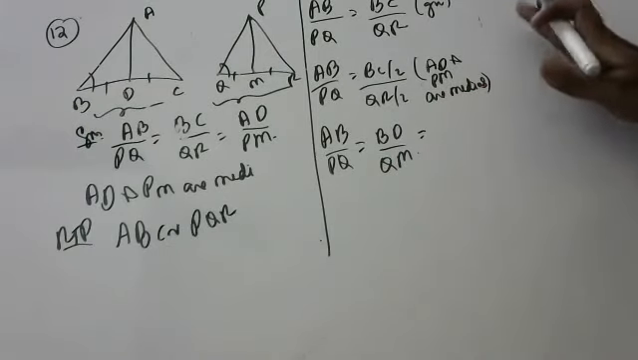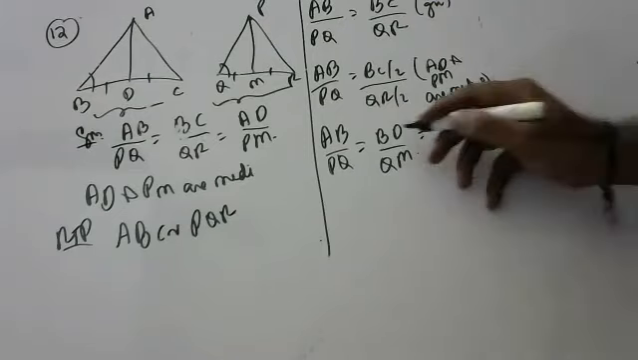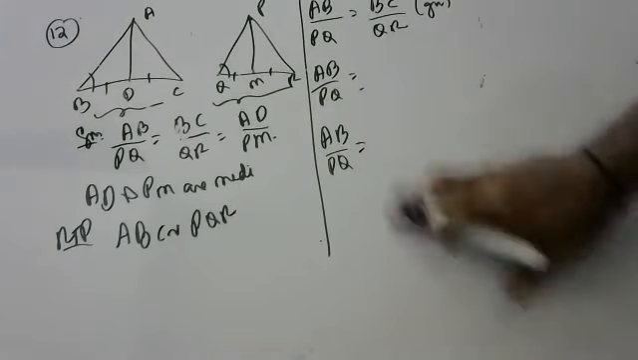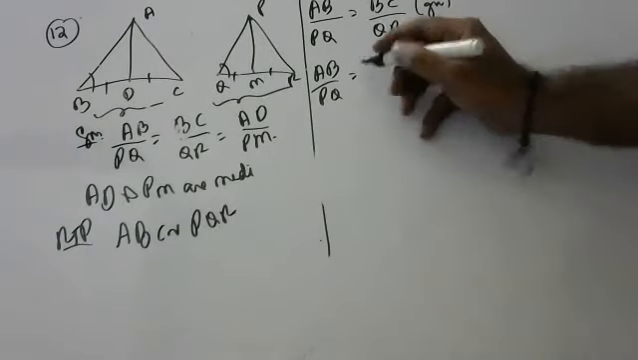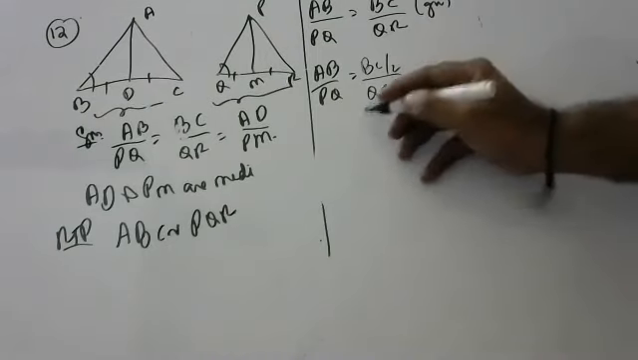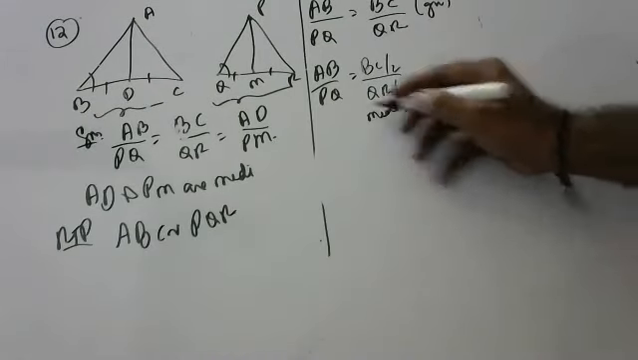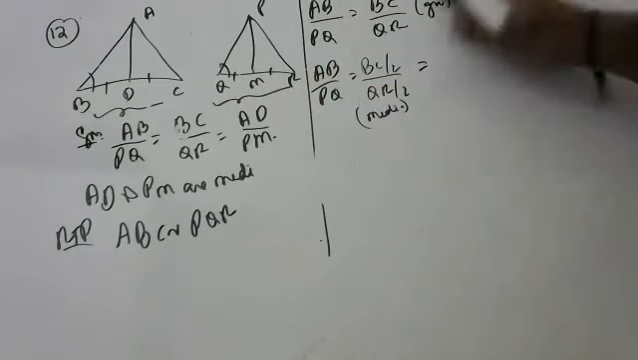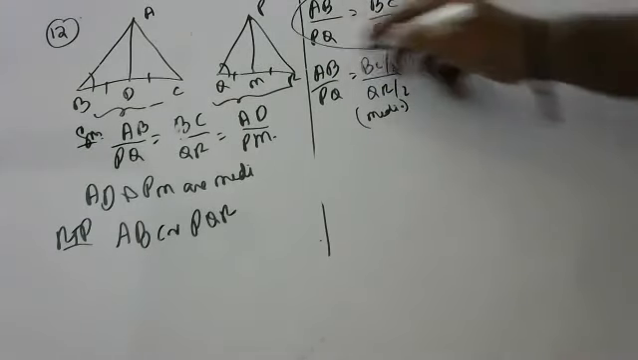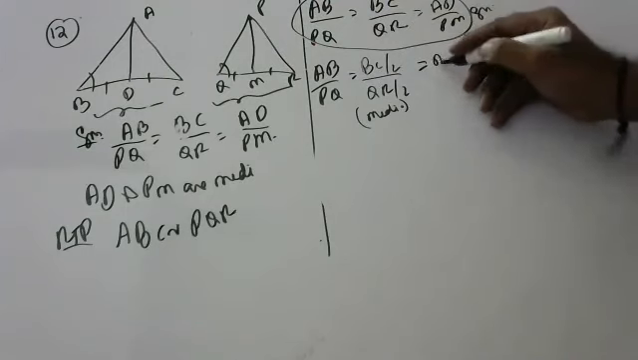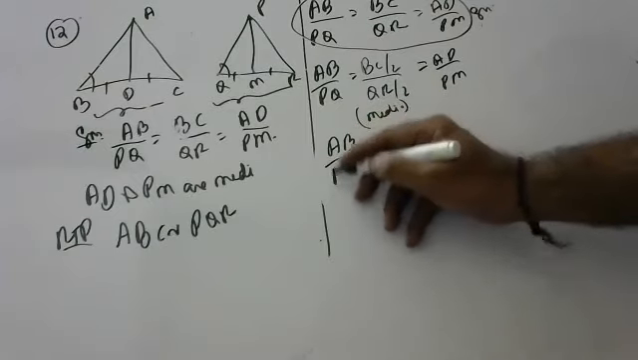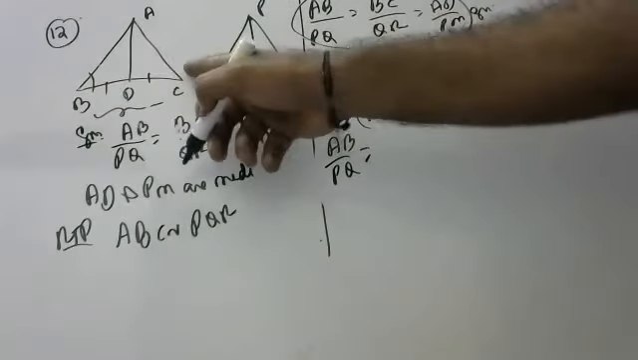And children, just see here. I will say BC by 2, QR by 2, why? Because they are medians. Who are medians? AD and PM. And what is the third one? AD by PM. He gave this. This is given. Now you see AB by PQ. And what is BC by 2? BD.